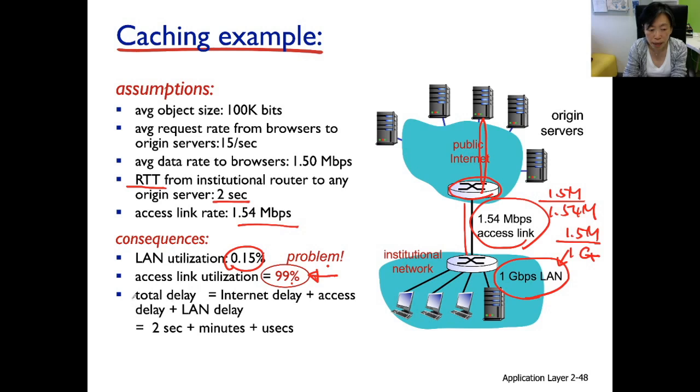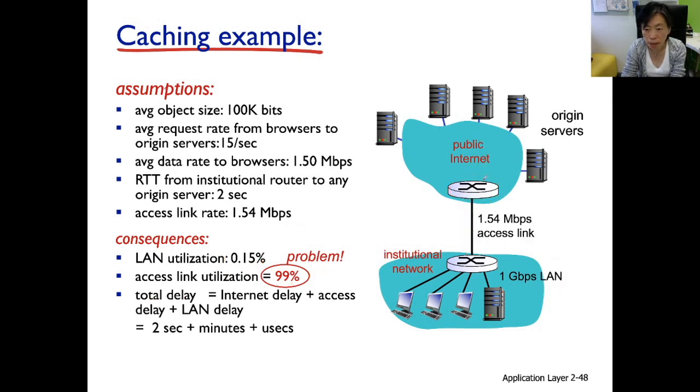Therefore, if we want to calculate the total delay of a web request and object download, it will be round-trip delay here, plus round-trip delay here, plus round-trip delay here. 3 components: internet delay, access delay, and LAN delay. Internet delay, we already defined it. Just make it simple, say that it's only 2 seconds. But hey, here, a fully utilized link with high queuing delay is going to be very long. Let's just say that it takes minutes. It could be even higher.